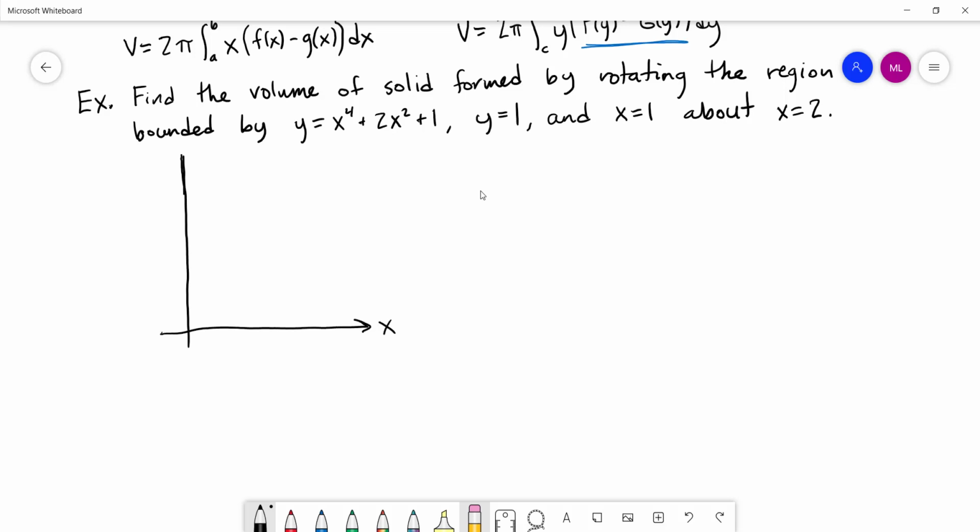So here are my x and y axes. Let's draw the easy boundaries first. So y equals 1. That's going to be, let's call this a height of 1 right here. So I'm going to slice horizontally. We're also slicing at x equals 1. So here's 1 and 1. I'm going to slice vertically right here. I want to rotate around x equals 2, which is this line right here. So this is what we're rotating around.